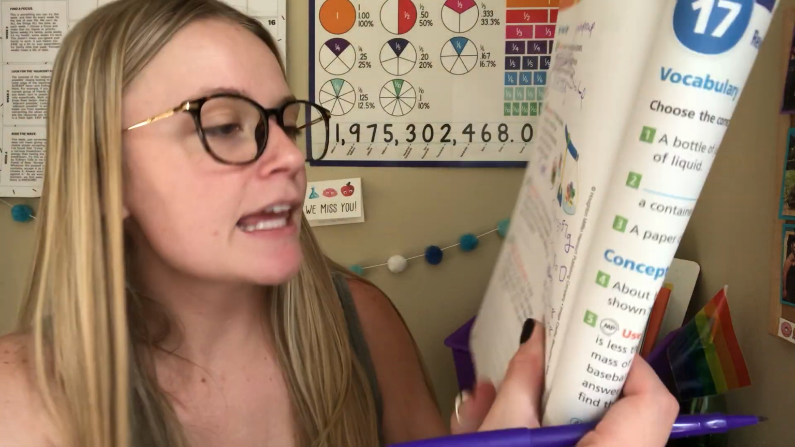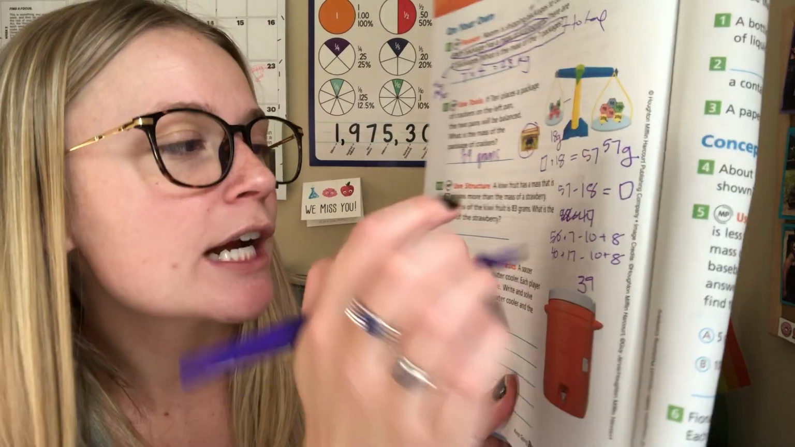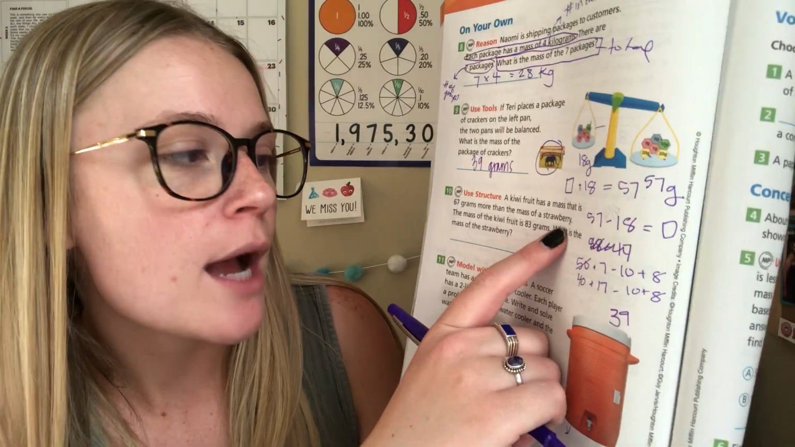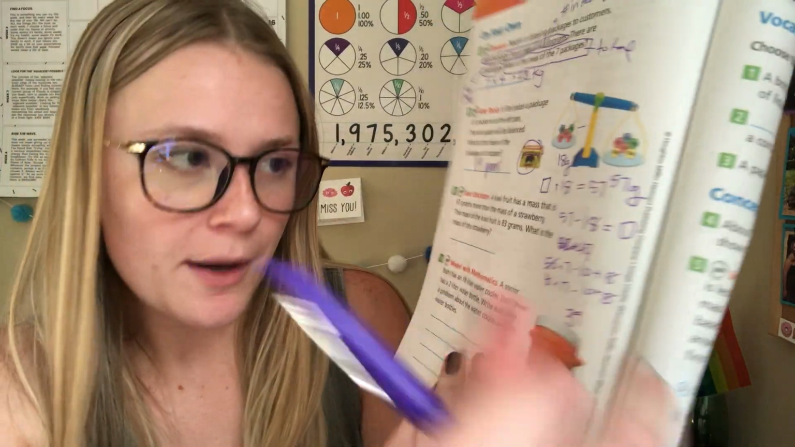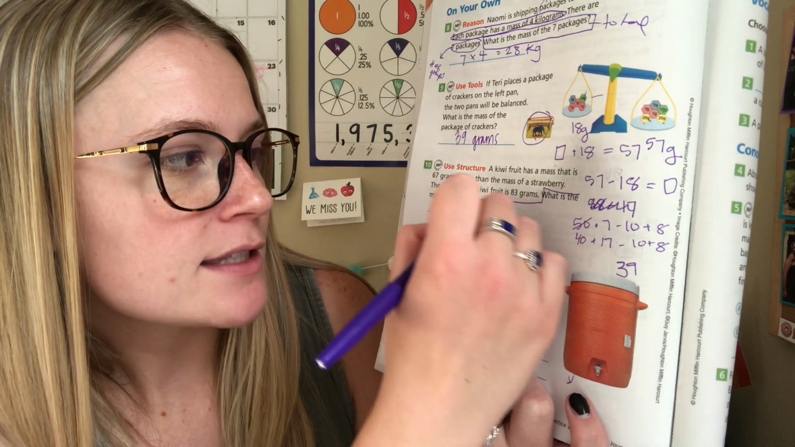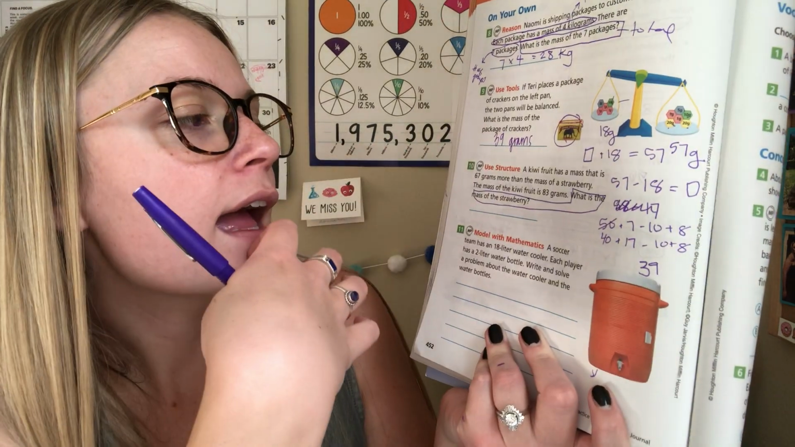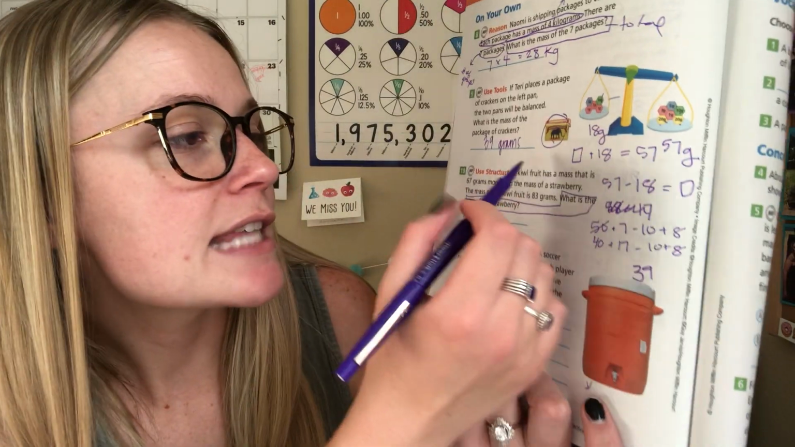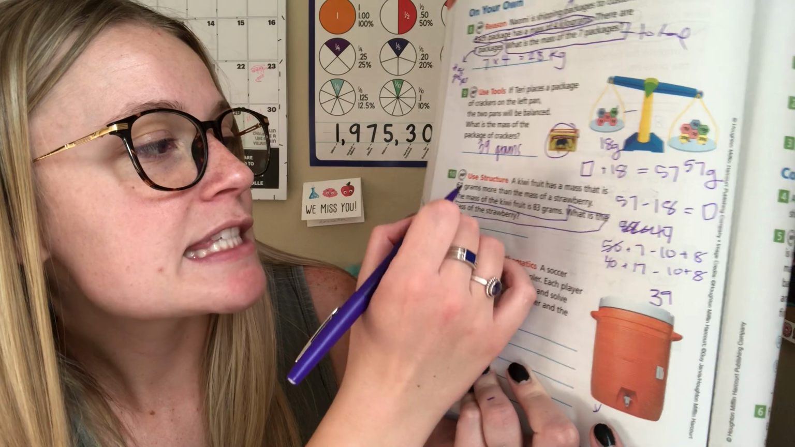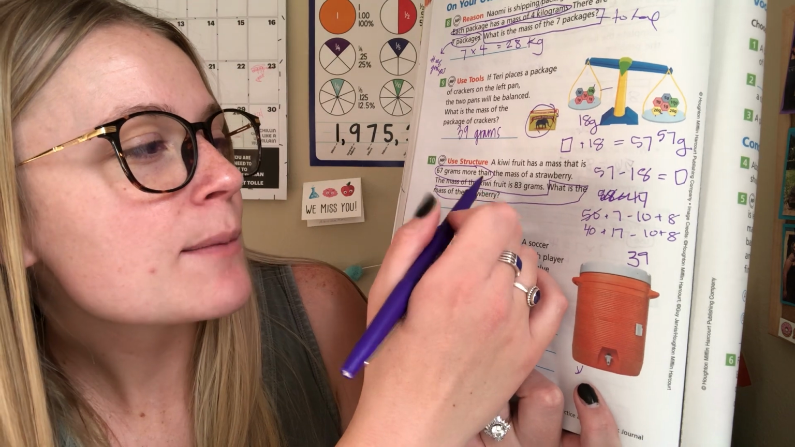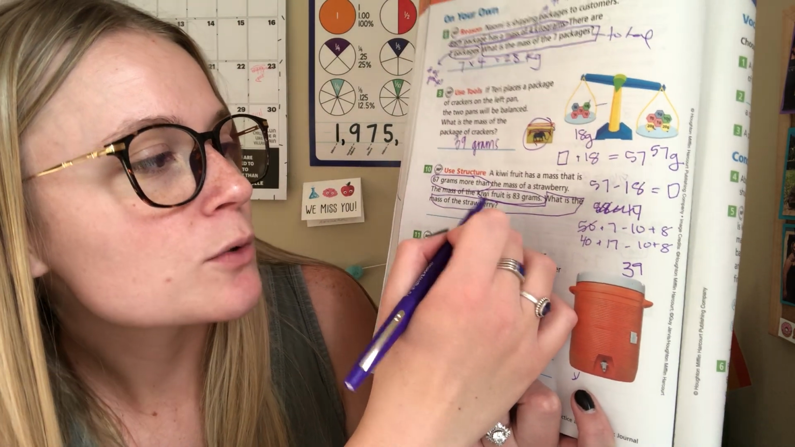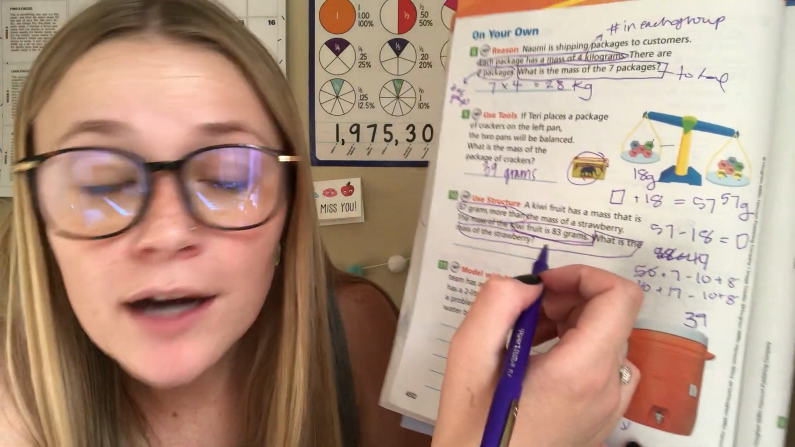Okay, awesome. Number 10, it says, a kiwi fruit has a mass that is 67 grams more than the mass of a strawberry. The mass of the kiwi fruit is 83 grams. What is the mass of the strawberry? So what I'm trying to find is, what is the mass of the strawberry? And then the information that I'm going to use is that the kiwi fruit has a mass that is 67 grams more than the mass of a strawberry, and the mass of the kiwi fruit is 83 grams.